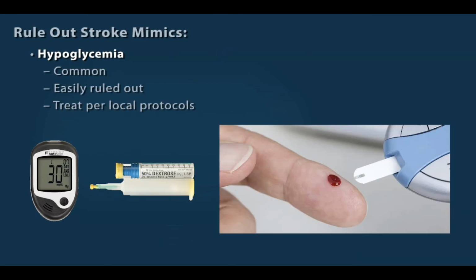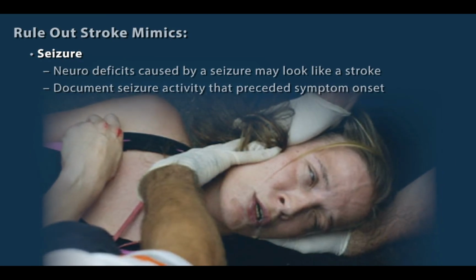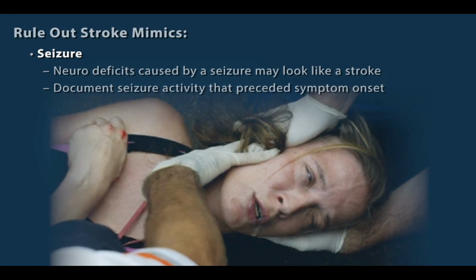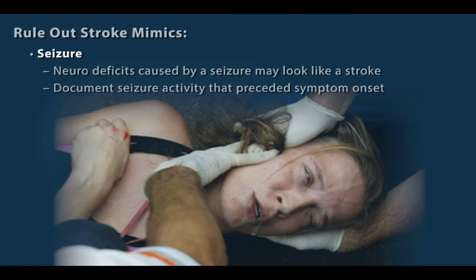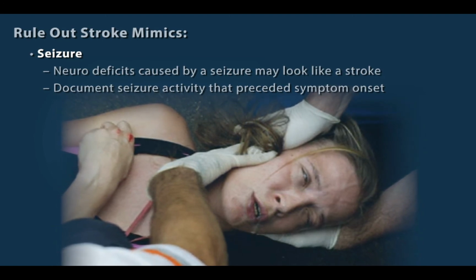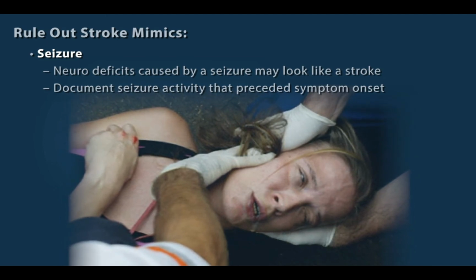Hypoglycemia is a common stroke mimic that is easily ruled out with a blood glucose check. All potential stroke patients should have their blood glucose tested. Hypoglycemia should be checked and treated according to local protocol. Following a seizure, a patient may present with neurological deficits that look like a stroke. When these signs and symptoms are due to a seizure, they usually resolve without treatment and are not a stroke. A seizure immediately preceding symptom onset is important to document in your PCR and communicate to the receiving stroke center.